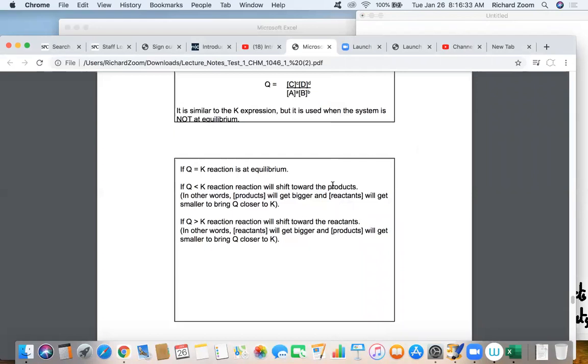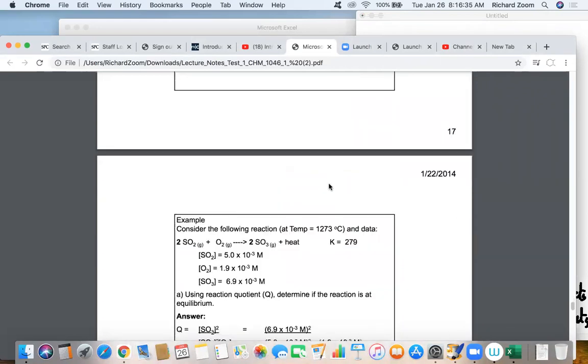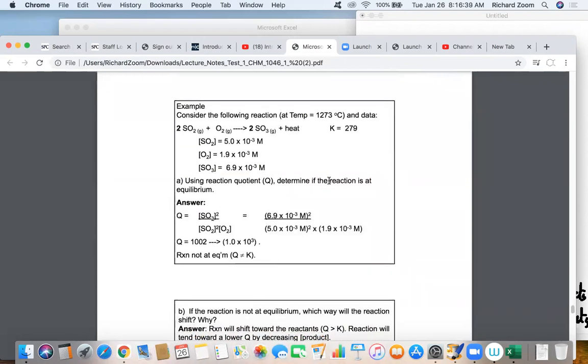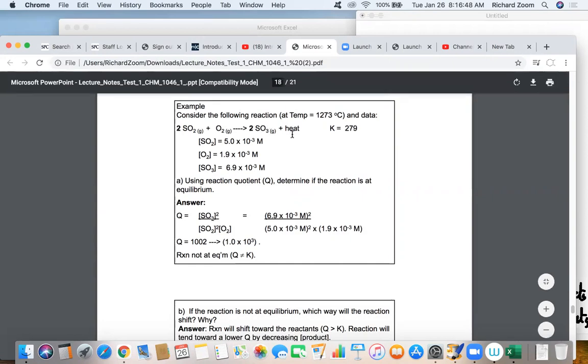Anybody got any other questions? All right, let's take a look. So here's an example. This is very similar to what you'll be doing on the test as well. So you're given a reaction. You can see the reaction up here: 2SO2 plus O2 gives 2SO3 plus heat. That's our reaction. This is what you're given. Everything above this bold answer word here is stuff that you're given. Now that includes, look what else we're given. We're given the K value as well, right?